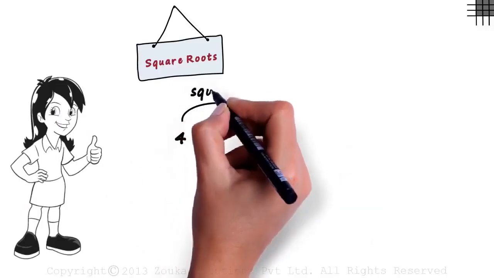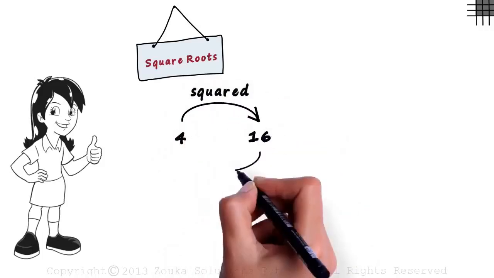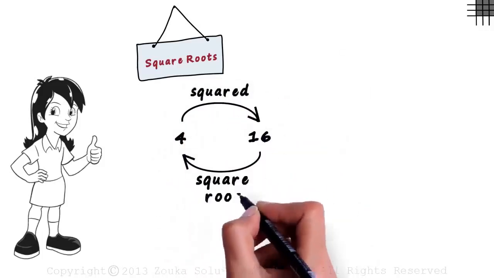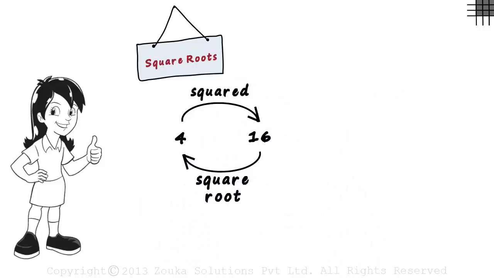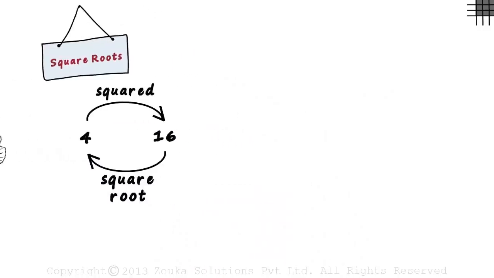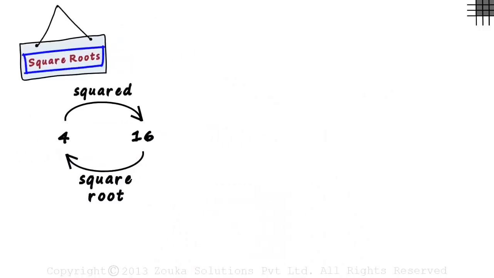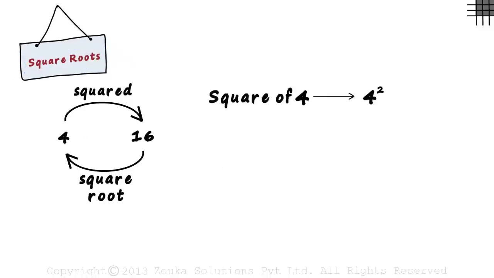4 when squared gives us 16. And the square root of 16 gives us 4. Well, that's your concept. Now we shall see how we represent square roots. This is how we would represent the square of 4. 4 raised to 2. 2 is called the power and 4 is the base.